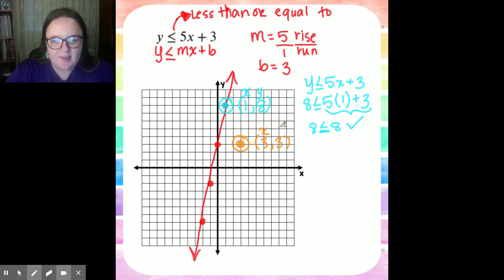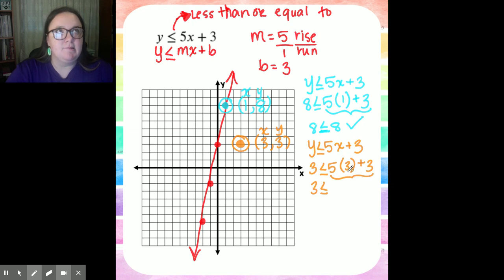So this is my x, this is the y. I'm going to take that original inequality, y is less than or equal to 5x plus 3, and I am going to substitute these values in. So my y was 3, less than or equal to 5, my x was 3, plus 3. Let's simplify it. Simplify this side right here, right? 5 times 3 is 15, plus 3 more is 18.